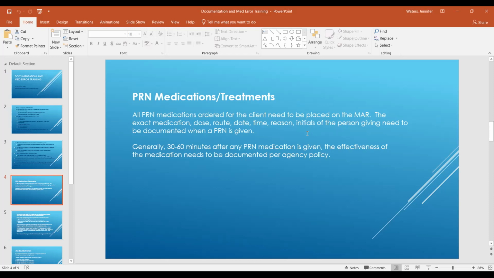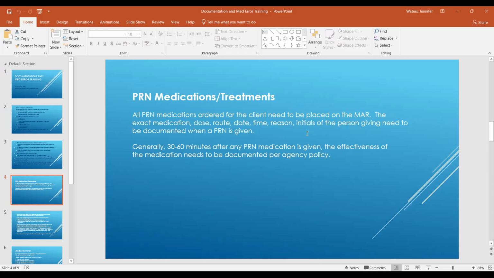Usually about 30 to 60 minutes after the PRN medication is given, you want to go back and document the effectiveness of the medication. If you gave a cough medication, did it relieve the cough? If it didn't, make sure you document that.